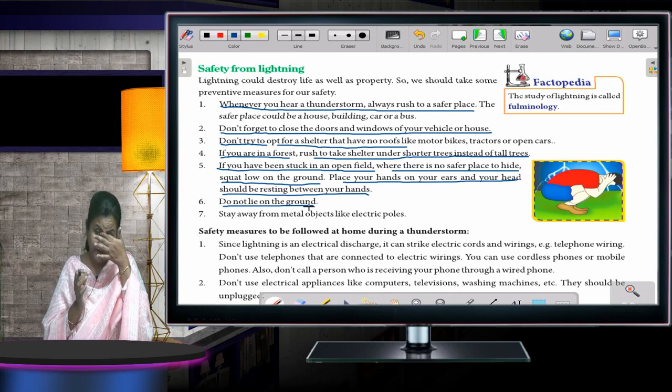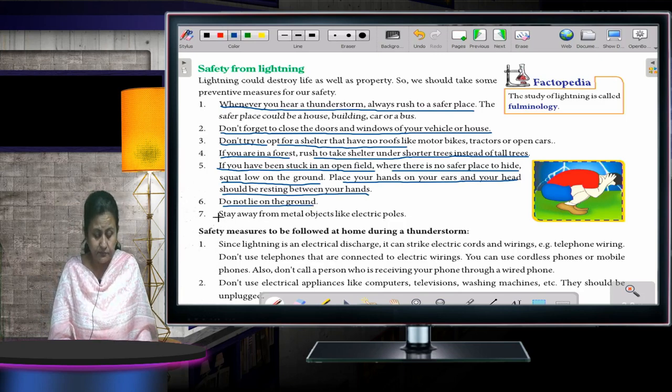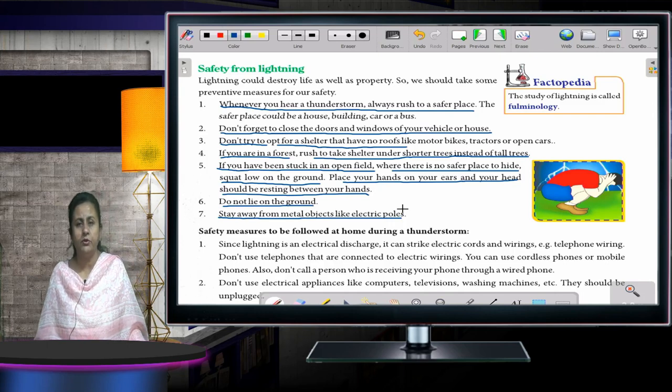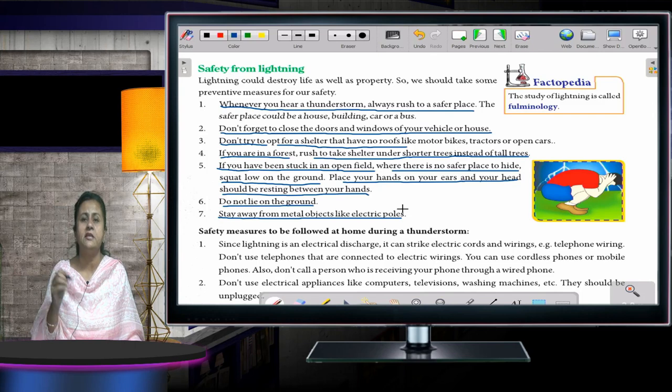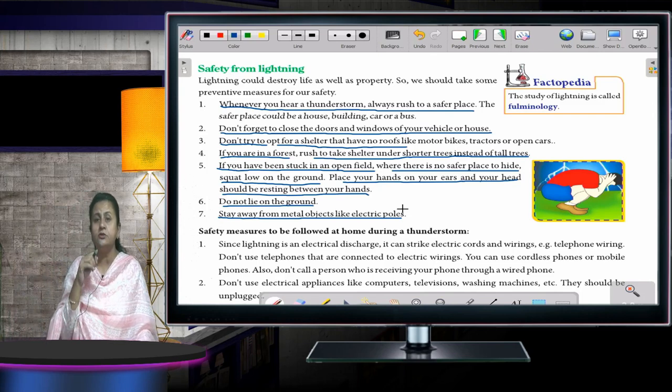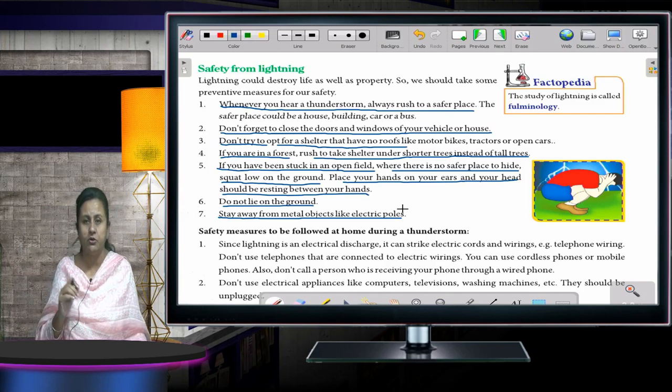Okay. Fine, children. Then stay away from metal objects like electric poles. Okay. What is happening? Because lightning is there, the charges are flowing. In case you would be standing near the electric poles, maybe the electric current passes through the electric poles and you get a shock. Fine.